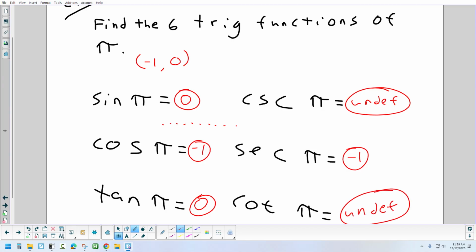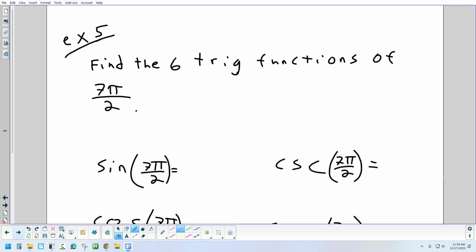Any questions on those 6? Let's try this one: 6 trig functions of 7 pi over 2. Eventually, we're not going to keep doing all 6. We're probably going to do like 3. It's time consuming if you keep doing all 6.